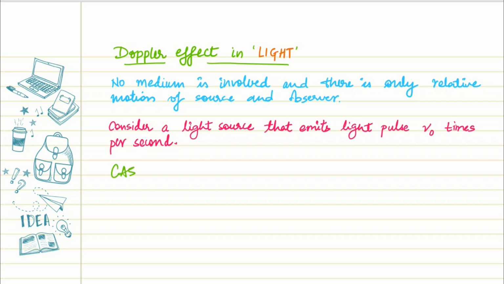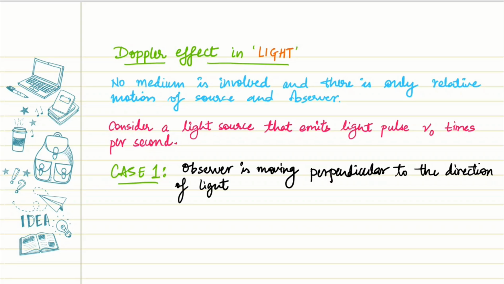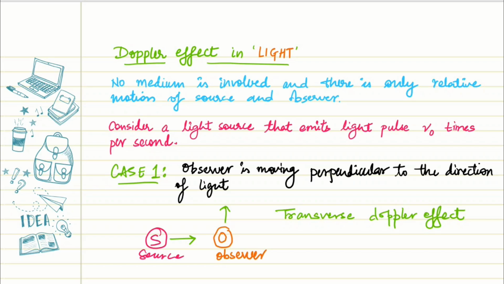So let's start with our first case, in which the observer is moving perpendicular to the direction of light. If this is a light source, this O is an observer, the light direction is this, and the observer direction is perpendicular. This is known as the transverse Doppler effect, where there is a transverse relative movement between source and the observer.